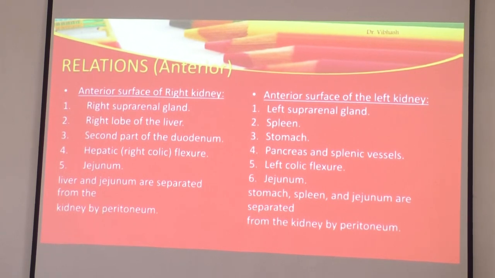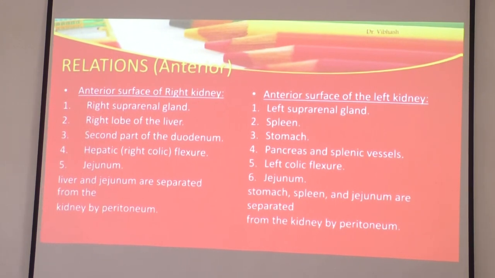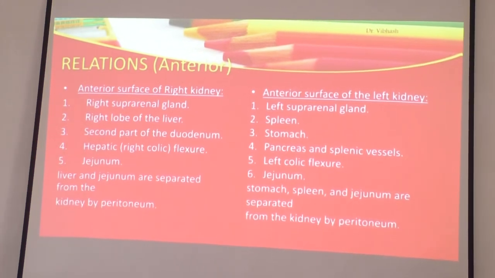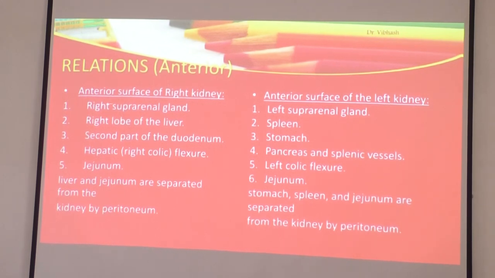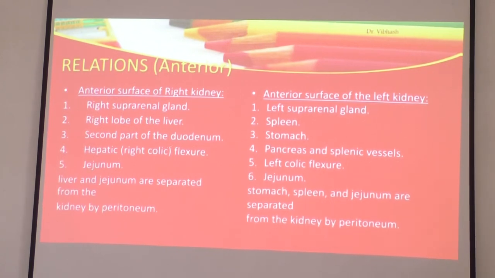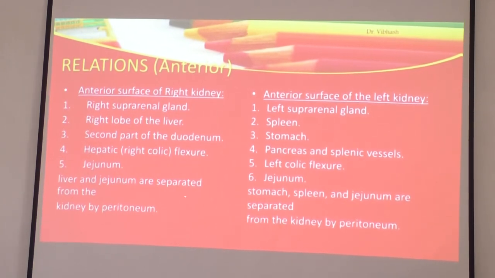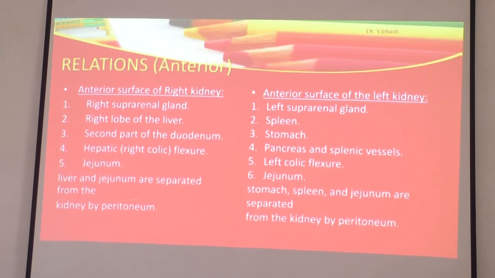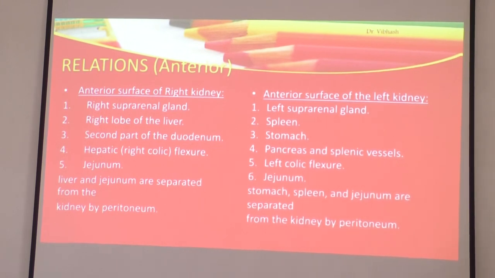Now the relations are important, asked in Viva. On the right and left side, the relations are different. Anterior surface of right kidney: here is the right suprarenal gland, right lobe of the liver, second part of duodenum, hepatic or right colic flexure, and jejunum. Liver and jejunum are separated from the kidney by peritoneum. That means these two areas are peritoneal and the rest of the surface is non-peritoneal.